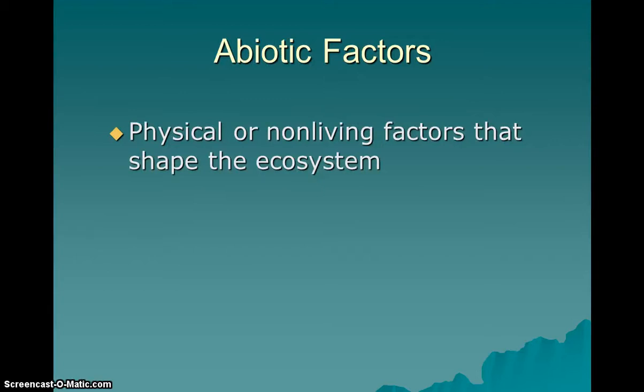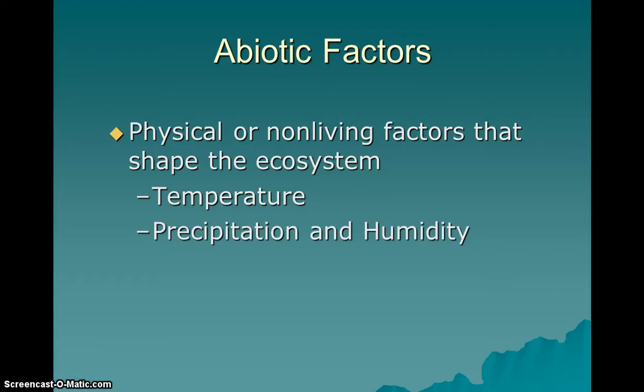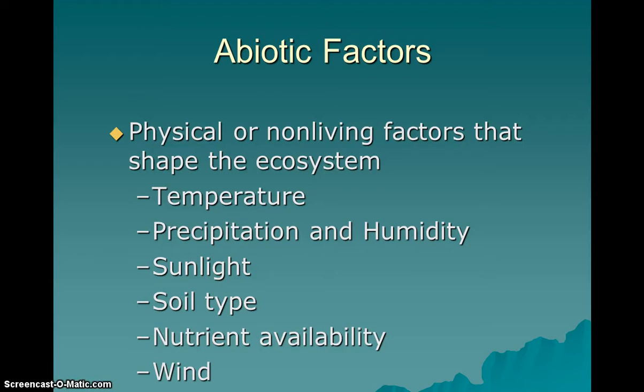Abiotic factors are going to be the physical and non-living factors that shape an ecosystem, such as temperature, precipitation, humidity, sunlight, soil type. So there's the other part, which on your concept map is going to include abiotic factors, and then there's some examples that you can put in the other circles. Nutrient availability, wind, those are all abiotic factors. So they're the physical or non-living things, the things that you cannot control.